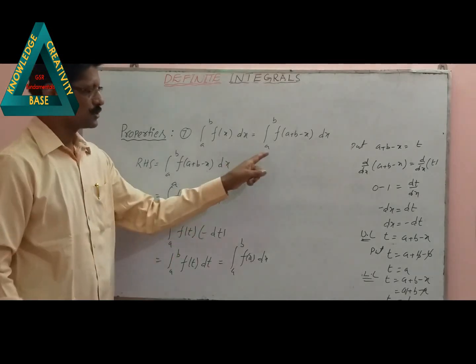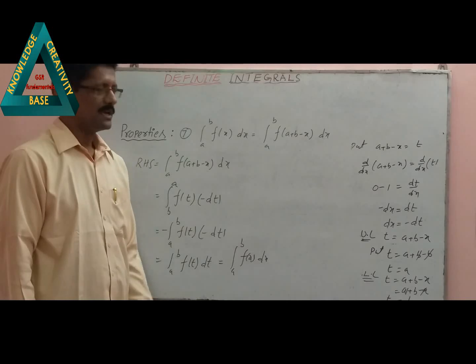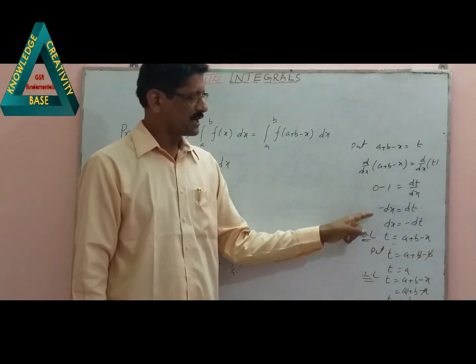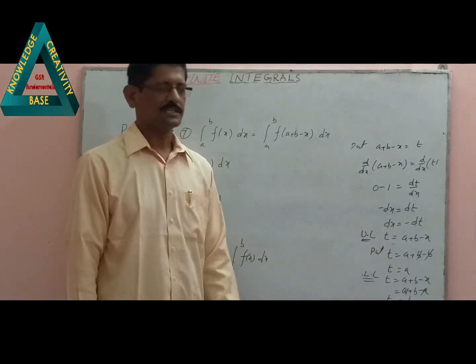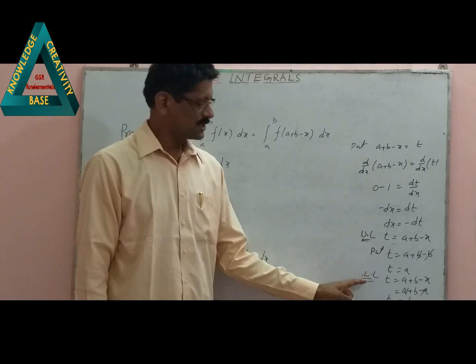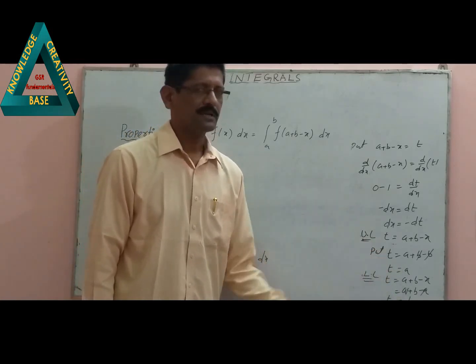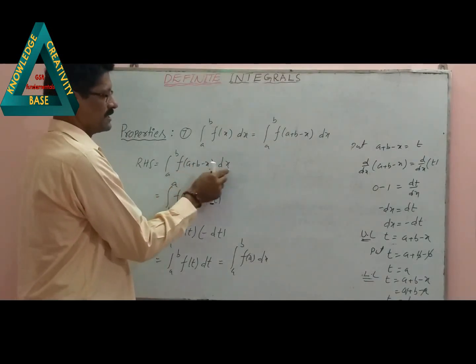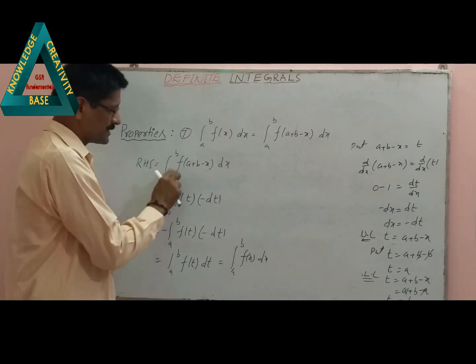Then I took the RHS, a to b f of a plus b minus x dx. In this RHS, a plus b minus x is equal to t. Differentiating on both sides, dx is equal to minus dt. So I changed the limits also. I changed the upper limit and the lower limit. The t variable's upper limit is a, lower limit is b. So in the problem, taking the RHS, here f of t, this is minus dt, but the limits are b, a. That means the limits also changed.